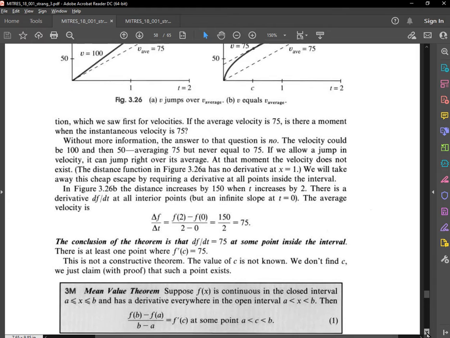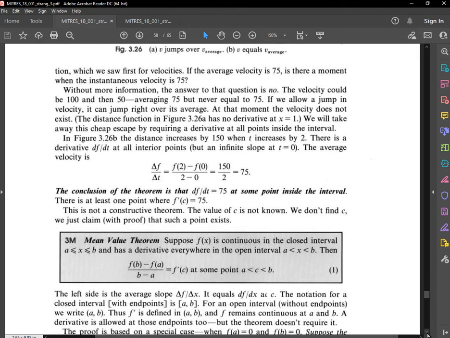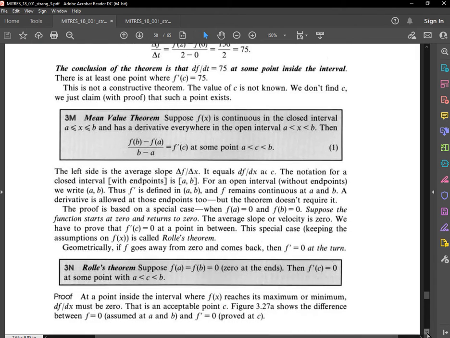All right. So here's the formal statement. Suppose f is continuous in the closed interval and has a derivative everywhere in the open interval. Then the average slope is equal to f prime at some point. Now, notice here that he's not talking about the continuity of f prime. But it turns out that if f prime exists everywhere, it must be continuous. We can see that up here.